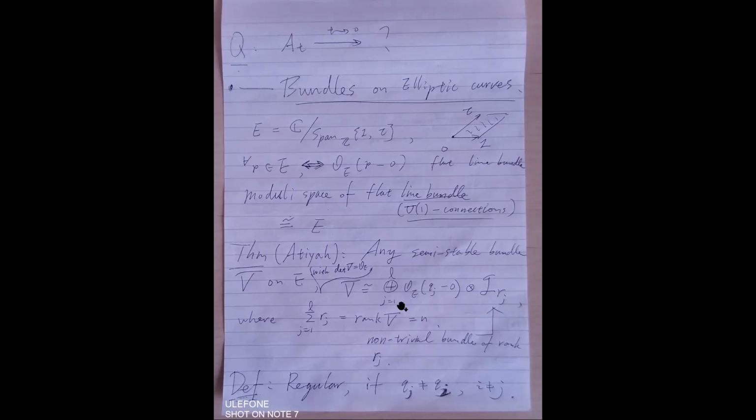Okay, so that's a classification result for the semi-stable bundle over an elliptic curve. We call this semi-stable bundle regular if the divisor Qj does not equal Qi when i does not equal j. That's called regular. There's no condition on such a tensor product. So for a larger bundle, what's the notion?